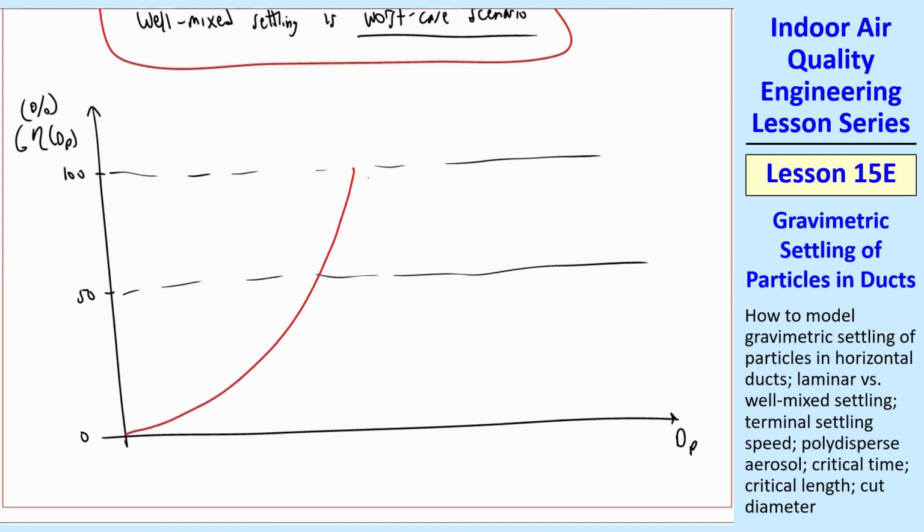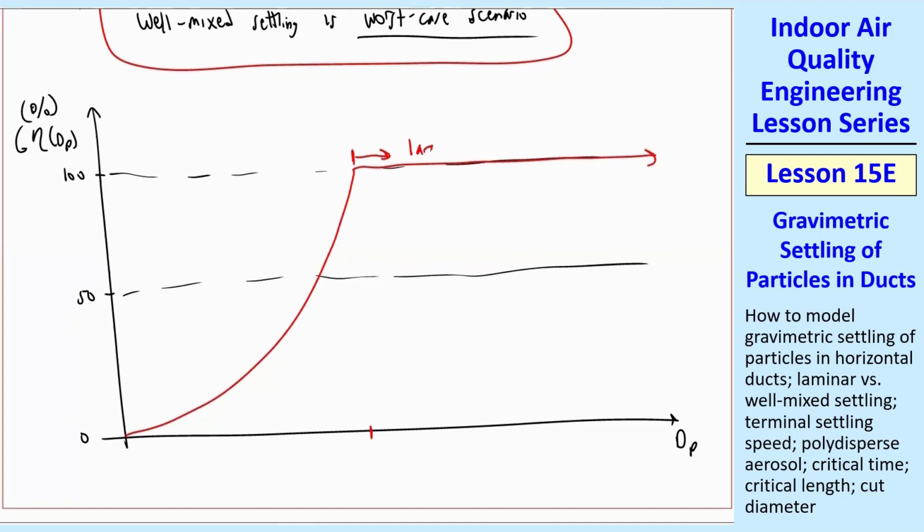It won't be linear because VT is not linear with diameter. It'll go up to 100% and then be 100% from there on. So particles bigger than some critical diameter, all the particles are removed with 100% efficiency from there on. So the larger particles are removed 100% in this laminar case. The turbulent case has this kind of S-curve that asymptotes to 100, but never quite gets there, theoretically.